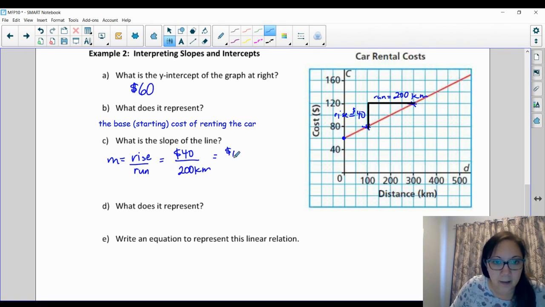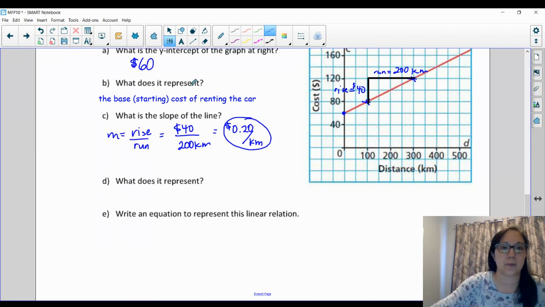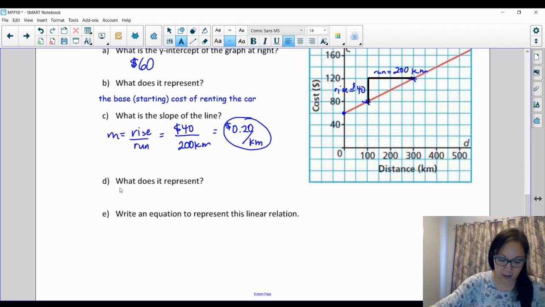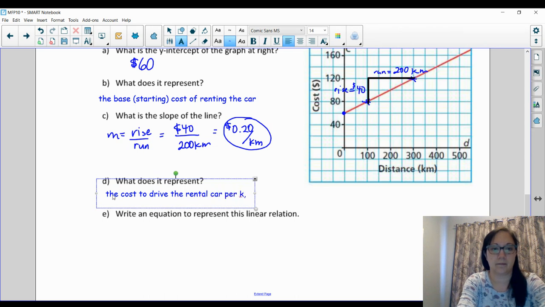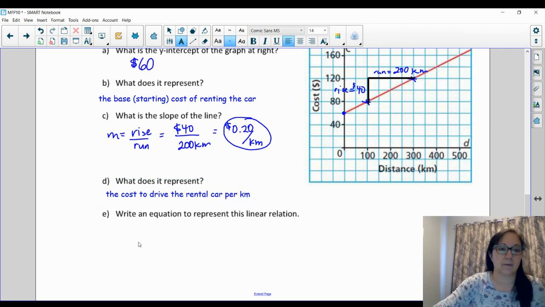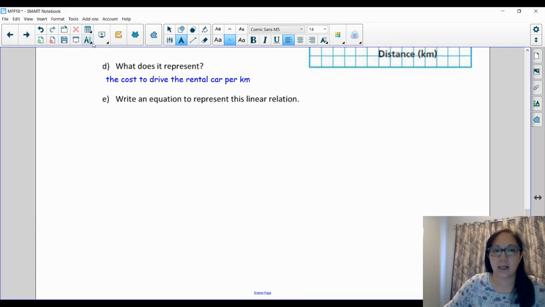So we get $0.2 per kilometer. Now, it seems funny to say it that way because when we're talking about money, we always show 2 decimal spots. So I'm going to add a 0 on there to show the context that it's actually 20 cents per kilometer is our slope. So what does that represent? Its slope is always some kind of a rate. Last time it was our speed. This time it is the cost to drive the rental car per kilometer. And we're going to finish by writing our equation to represent this linear relation.